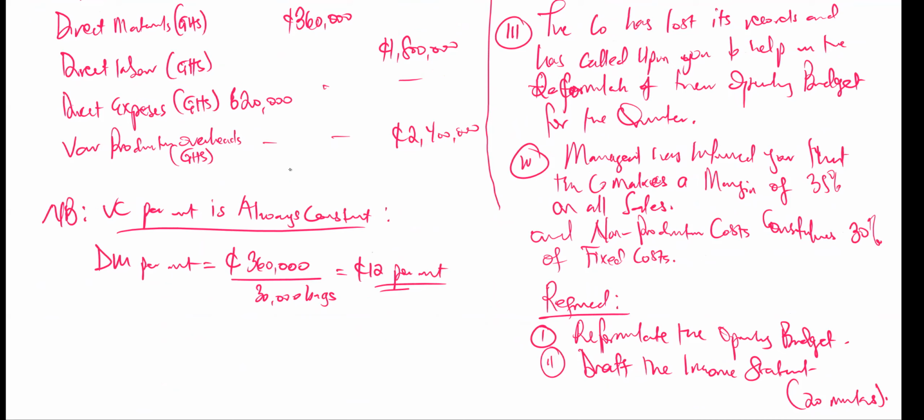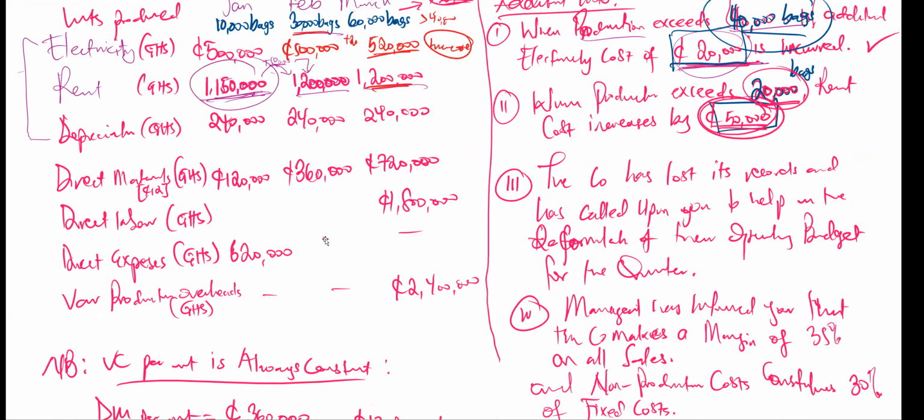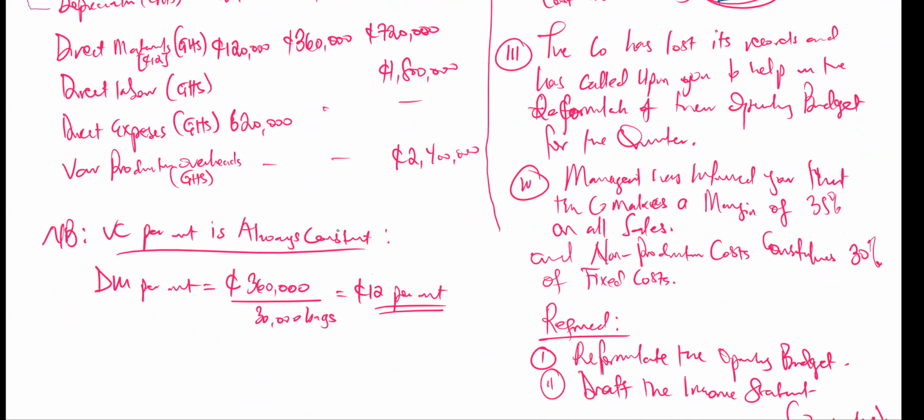Since the cost of one bag will be the same irrespective of the number of bags we produce, we can multiply by the number of bags. Direct material is 12 cedis per unit, so 12 cedis by the 10,000 bags gives 120,000 cedis. And by the 60,000 bags, 720,000. You see how easy this is? We are filling their incomplete records. We can do the same for labor. Labor is also variable, so direct labor per unit is going to give us what?